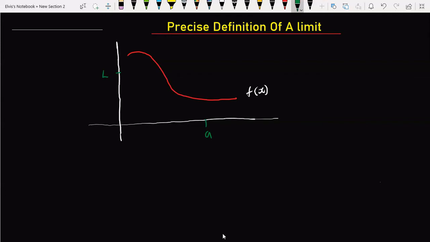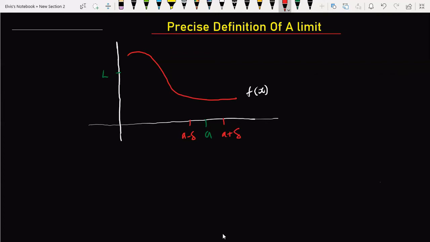Now we are going to pick 2 points around a. So to the left of a, we are going to pick a point. To the right of a, we are also going to pick a point. To the left of a, we are going to pick a minus delta. Then to the right of a, we are going to pick a plus delta. A minus delta is lesser than a, while a plus delta is greater than a.